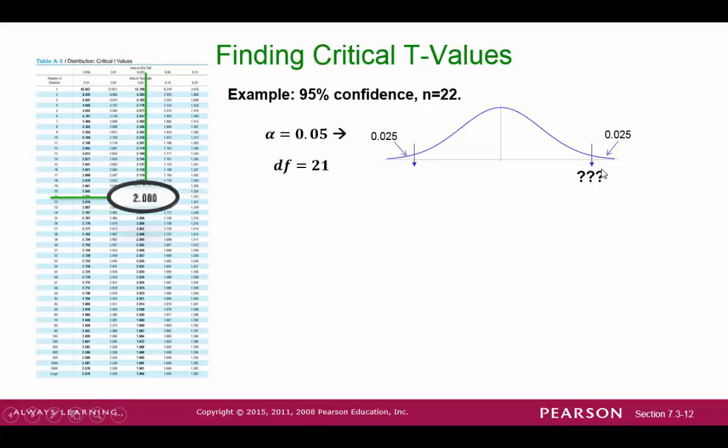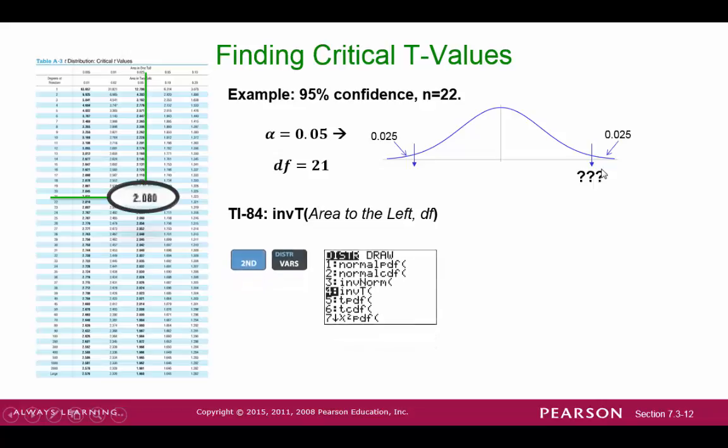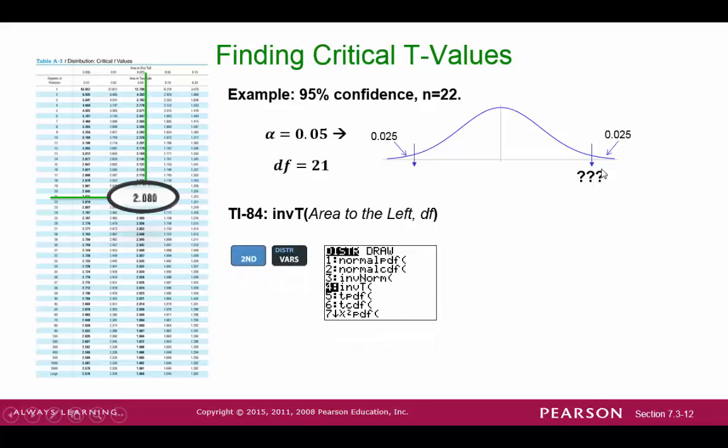Another way to approach this is to use a calculator. Our calculators have a built-in function called inverse t, much like the inverse norm, except our inverse t uses an area to the left, and then it requires a degrees of freedom. To get this in our calculator, we press second and vars, and then we look for the inverse t, and then as an example, we would put in 0.05 divided by 2.